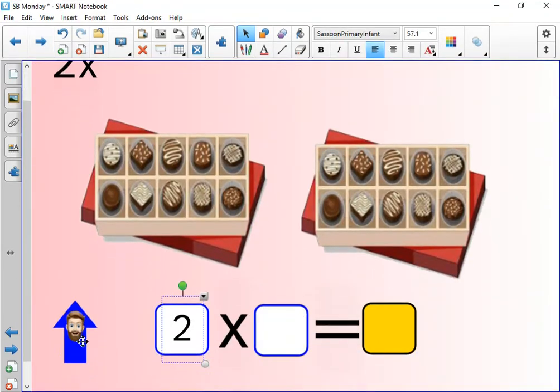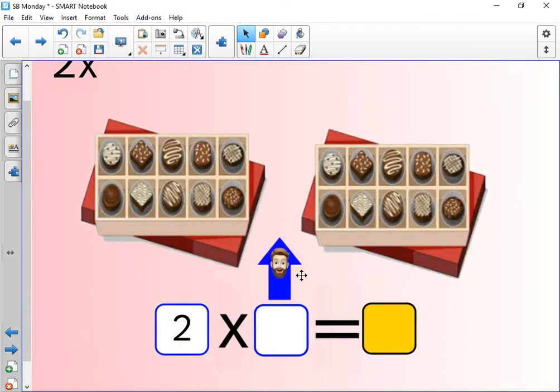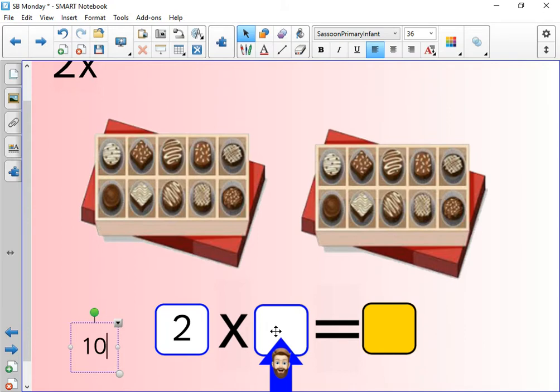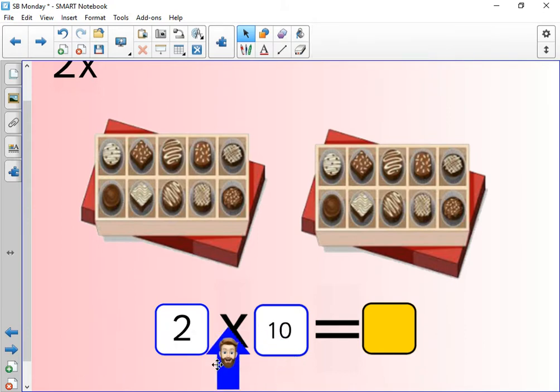So here I've got some chocolate boxes. And I've got 2 chocolate boxes, so I've got 2 groups. How many in each group? Let's count in twos. 2, 4, 6, 8, 10. 2 times 10. 2 groups of 10. 2 times 10. What's the total? What's 2 tens, everybody? Shout out for me. That's right, 2 tens make 20. And can you see it's a double? 10 and 10 make 20.